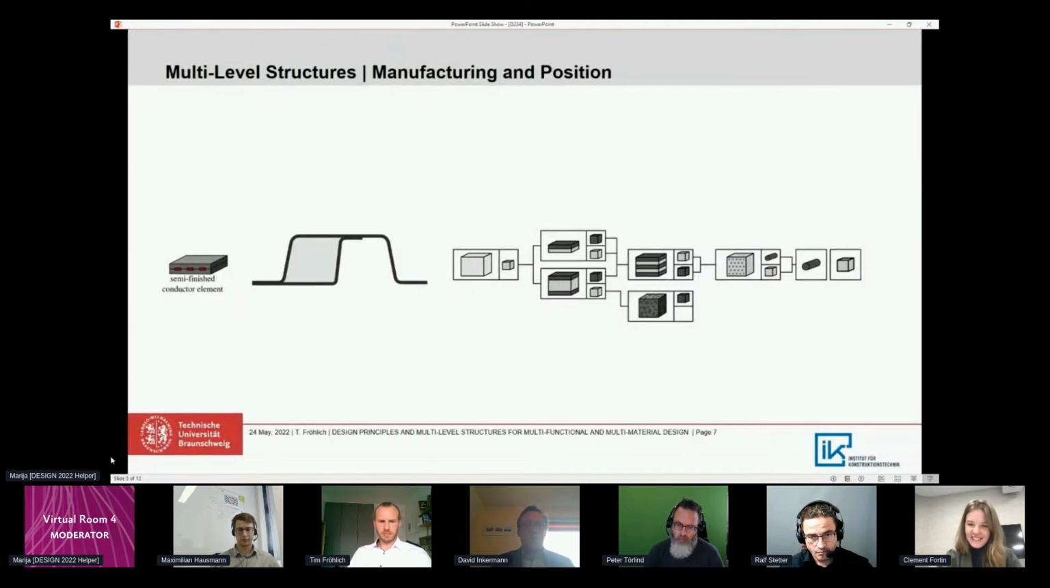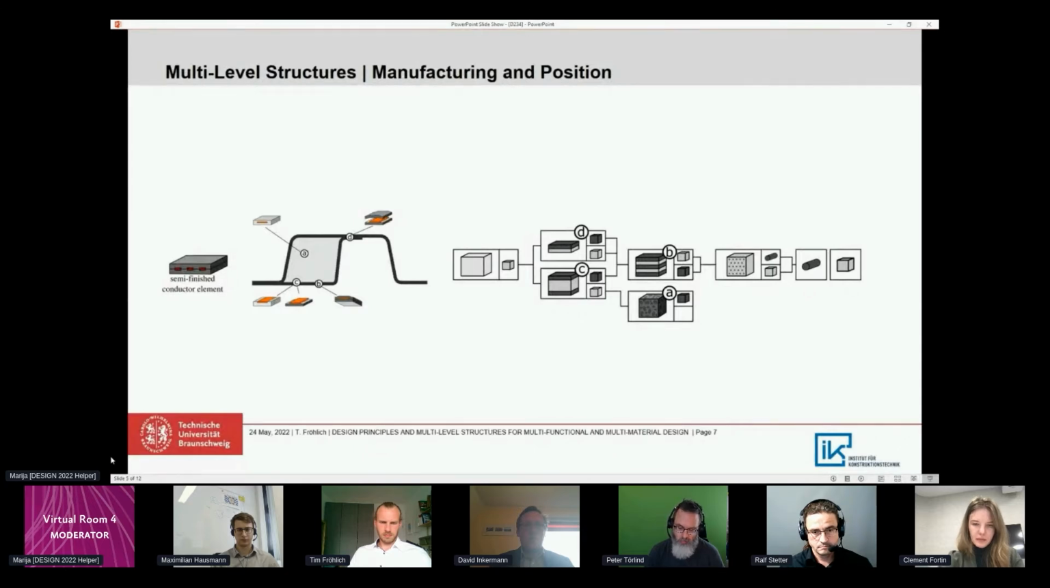Therefore, the example is extended by an additional FRP shell and a foam core between the two shells to get a slightly more complex multi-level structure. The aim is to integrate a functional element such as a semi-finished conductor element as an insert. In this example, there are many different possible positions for the integration of the insert with, beside other criteria, very different influences by the corresponding manufacturing process.